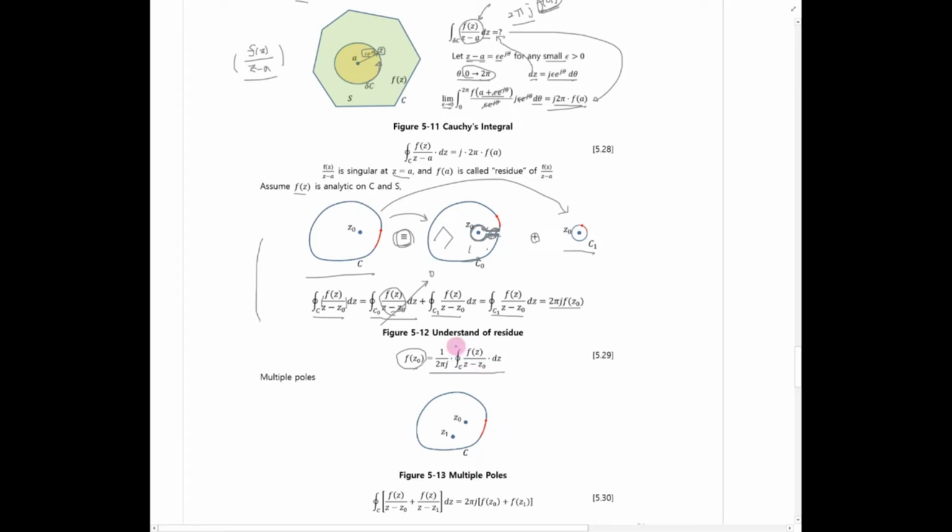We take the integration of this one. So there is some singular point that exists here. Then that gives the residue value here. The prerequisite is this one: f(z) should be analytic. Okay, and we call z0 the pole. But what if there is another singular point that exists? There are two poles that exist inside of the contour. Then how are we going to do that? So this is that one.